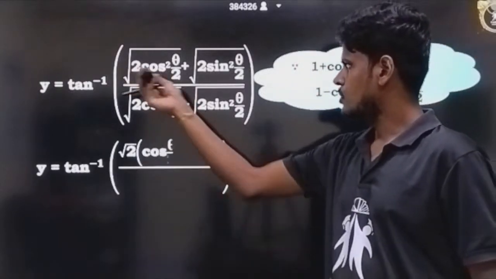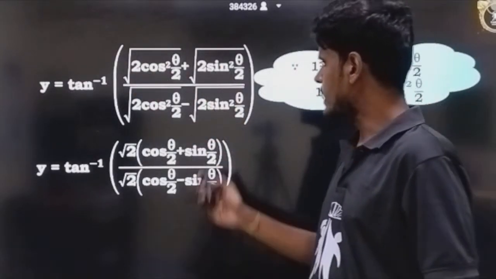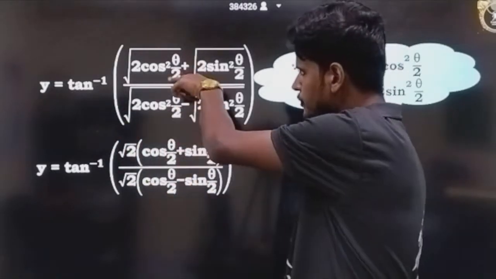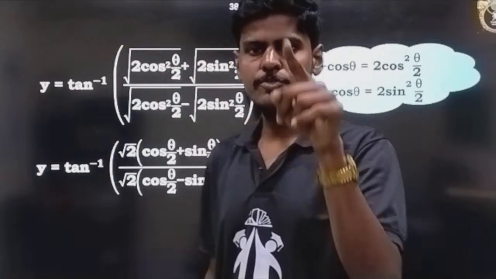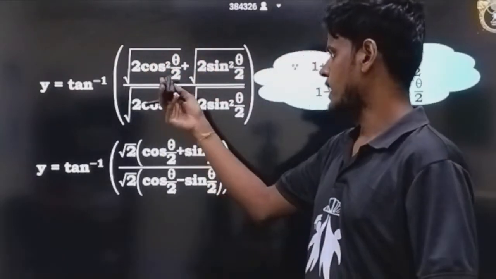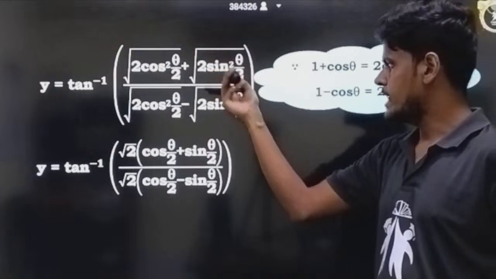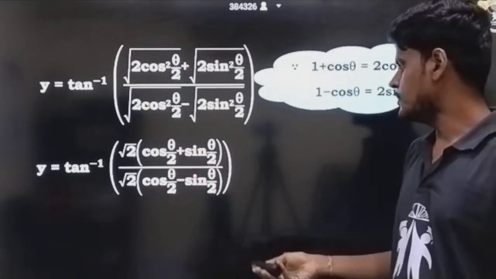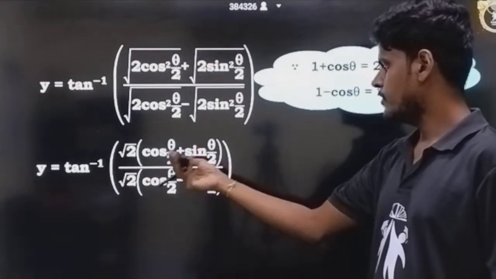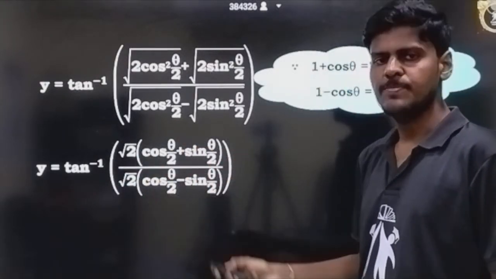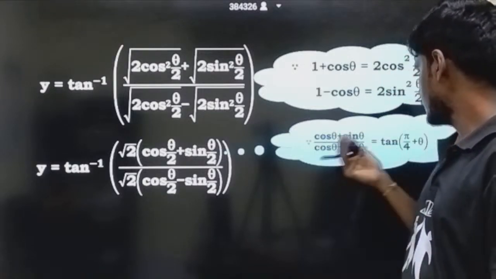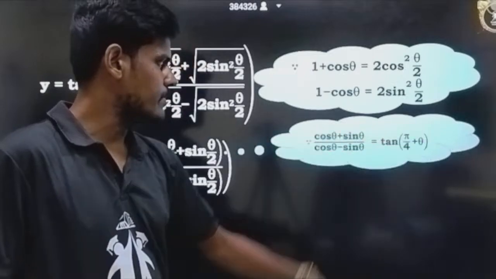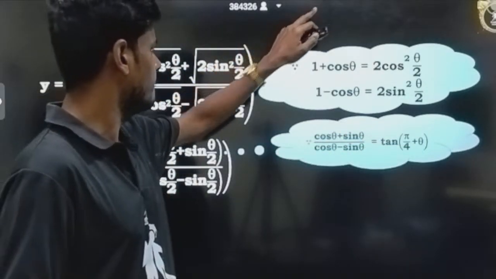After substitution, root 2 is common in this numerator as well as denominator. So we can take root 2 outside. Square root of cos square theta by 2, square root of x square, that will be x. So we will have cos theta by 2 plus sin theta by 2 divided by cos theta by 2 minus sin theta by 2. So root 2 will get cancelled. We will have cos plus sin by cos minus sin. And this is equal to tan of pi by 4 plus theta. Why is that?